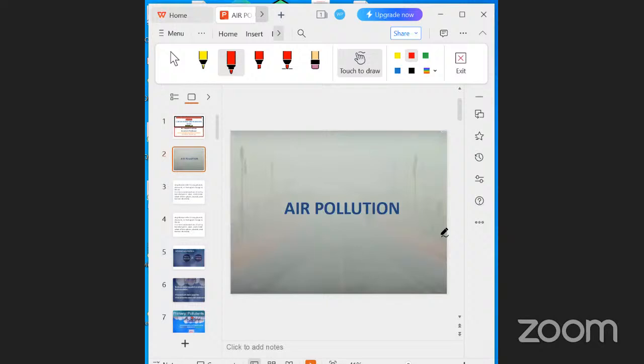So now, air pollution. What is air pollution? Anybody? Right. Air pollution is when the air gets polluted by various factors, right? As gases and chemicals or biological matter are released into the atmosphere. So that is called air pollution.